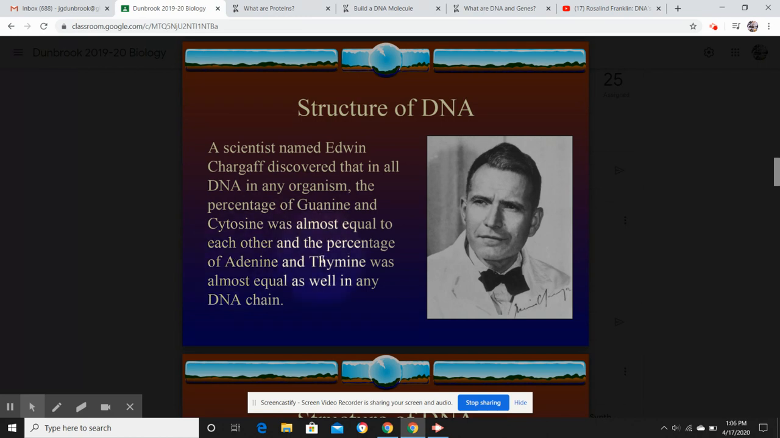And now we know today it's because guanine always bonds with cytosine, cows eat grass, and adenine always bonds with thymine. Apples grow on trees. But he was the one that let us start to figure this out.